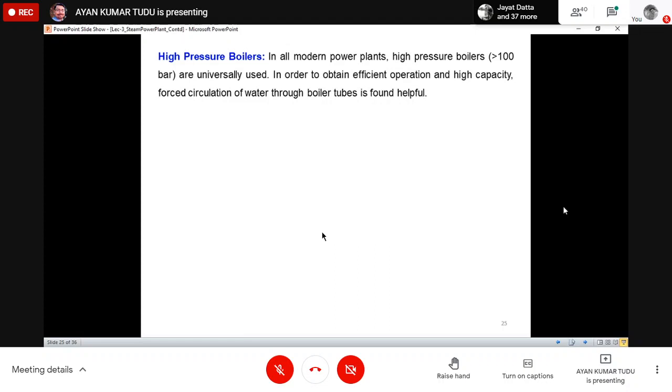Forced circulation of water through boiler tubes is found helpful, and that forced circulation is done through which pump? The feed water pump. Okay, we are using the boiler feed pump for that. So what are the advantages of using this high pressure boiler?